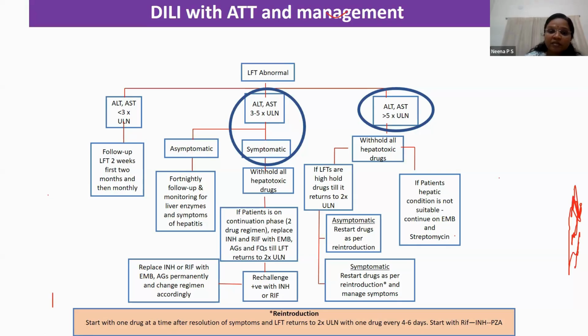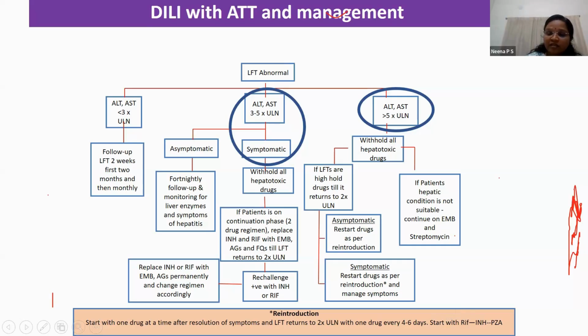You can start, and once the LFT becomes normal, you can consider restarting, reintroducing the drugs one by one, maybe every 4 to 6 days. You can start with rifampicin, followed by INH and pyrazinamide. You have different approaches for challenging the drugs. Maybe you can give one drug with gradually escalating doses, like 150, then increasing to 300, then 450. That is what the BTS guidelines recommend.